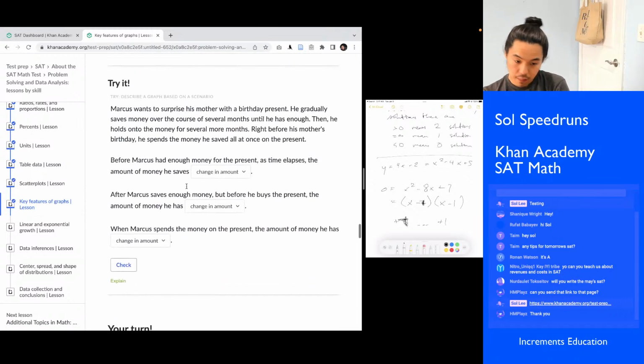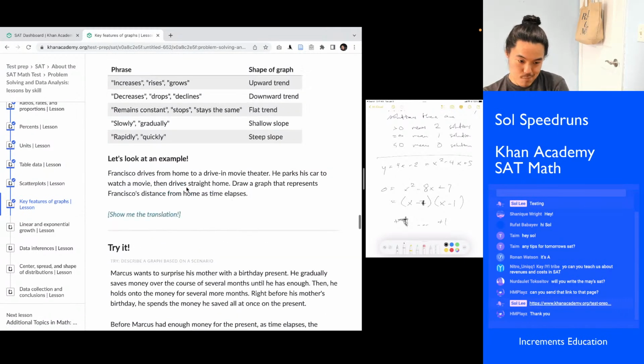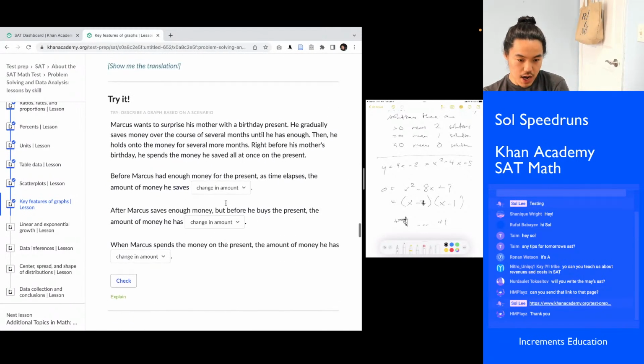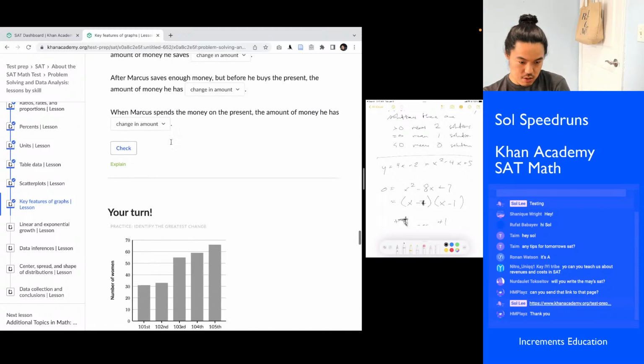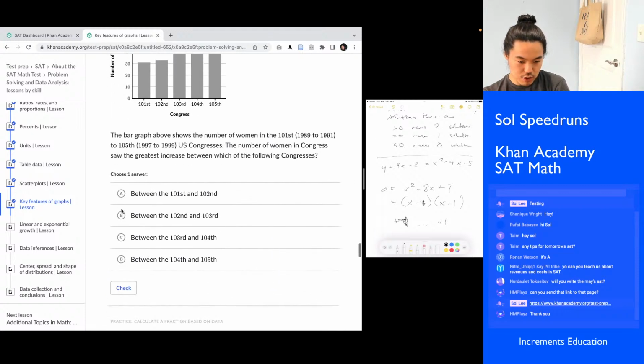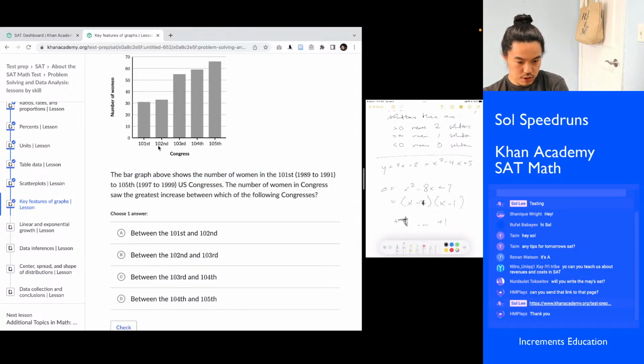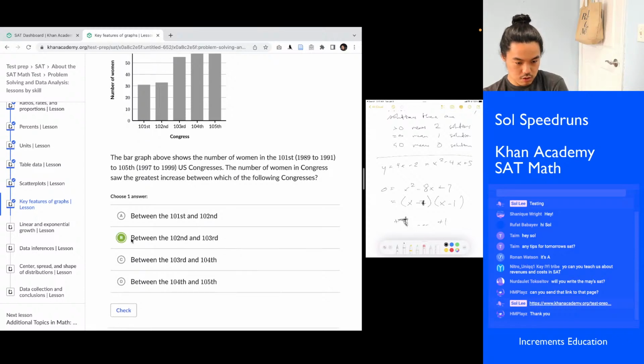So, just saying, try it. Sorry, I'm not going to try it. I'm pretty good with these. My turn. Greatest increase between 102nd and 103rd. Boop.